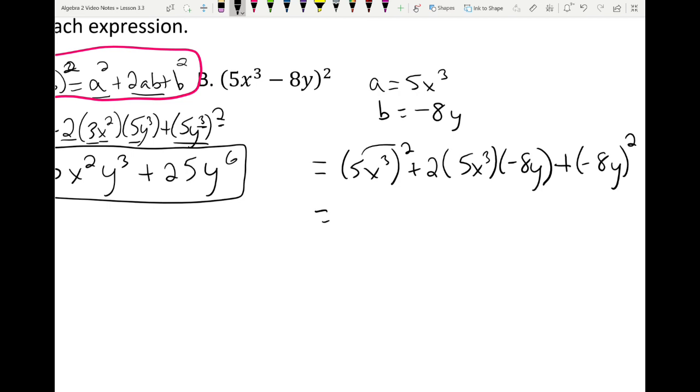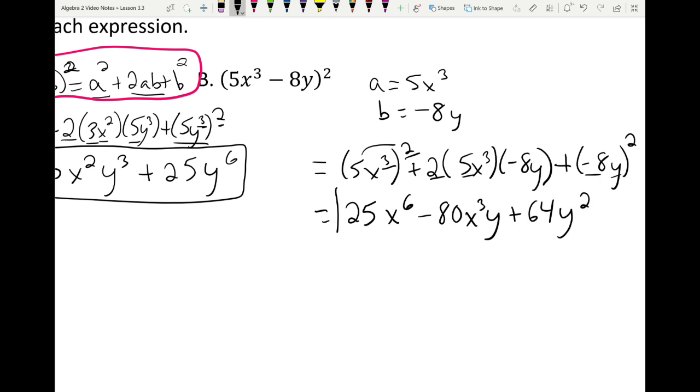So we have 5 squared is 25, so we have 25. Multiply those exponents, so that's 6. We have 2 times 5 is 10. 10 times negative 8 is negative 80. We're going to put those two variables together, x cubed and y. All right, negative 8 squared: negative 8 times negative 8 is positive 64. And then y times y is just going to be y squared. That's our final answer.